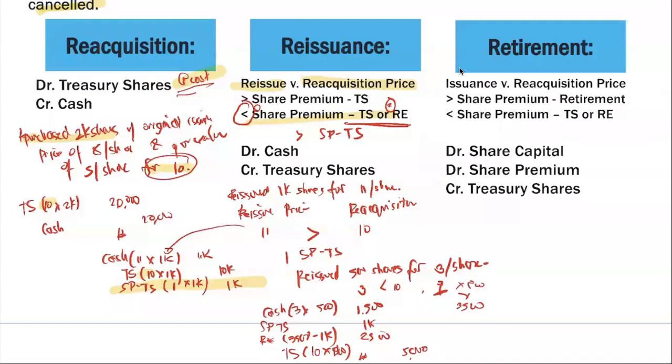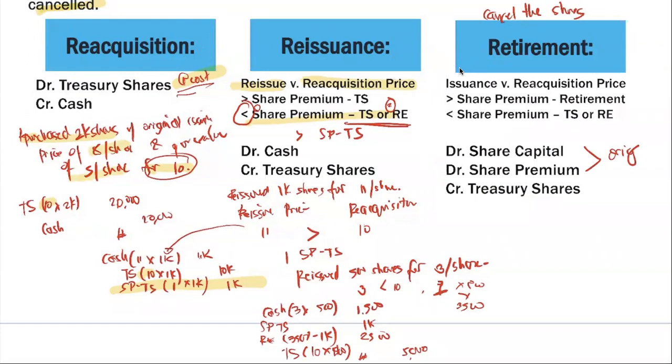We go now to your retirement. So for your retirement, in case you will want to cancel the shares. So in this one, we are now canceling the shares. So we compare the issuance versus reacquisition price. But before that, we need to remove the original issuance, the share capital and share premium, and then we remove the treasury shares.